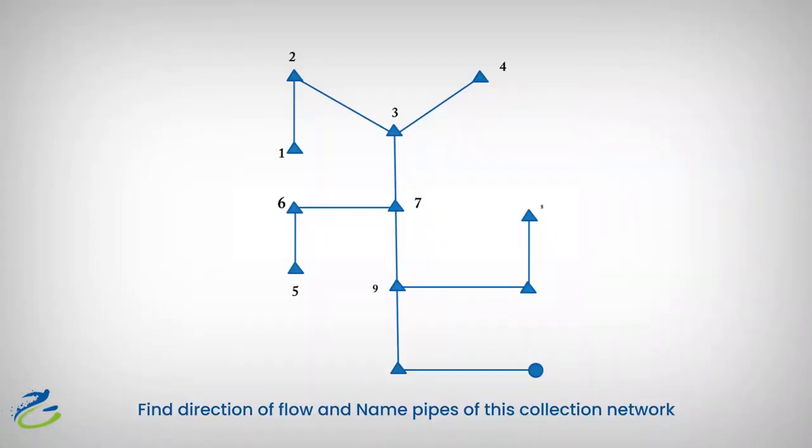This is a sample exercise for a collection network where we have 11 sources and 1 sink. It's required to find flow direction and pipe names.